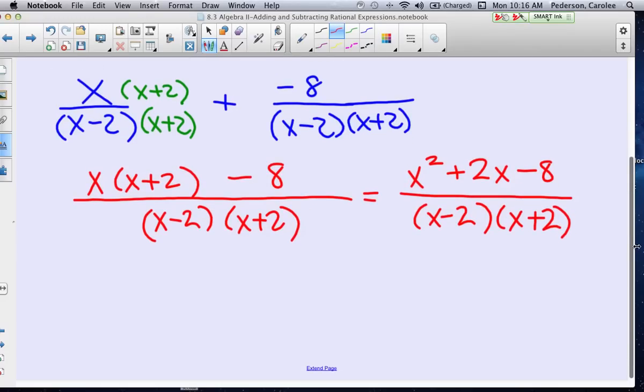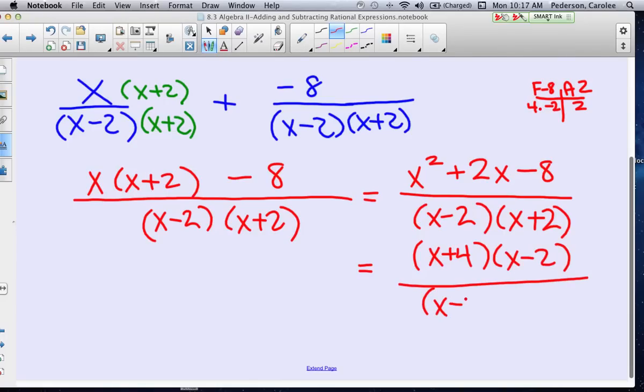Then we look and see if we can factor the numerator. So I look at the t-chart. Are there factors of negative 8 that add to 2? So I make my t-chart, factors of negative 8 that add to 2. 4 times negative 2 adds to 2. So we can factor that numerator as x plus 4 and x minus 2. And then the denominator is still that LCD, least common denominator, x minus 2, x plus 2.